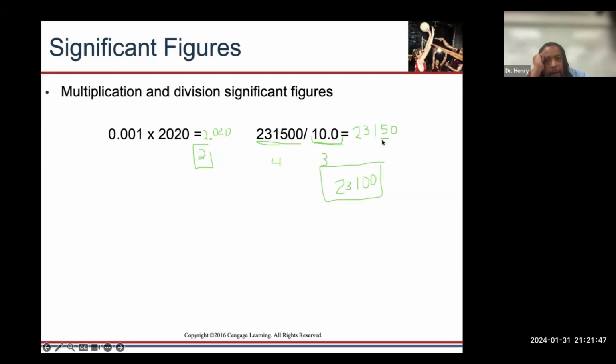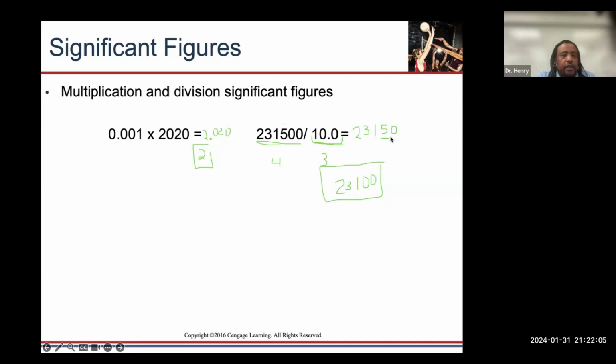Okay. Because the only time that we will round up is if it's greater than 5. So if there's a number following here, this would be greater than 5. Since there's no number following it, it's not greater than 5. See. Okay.